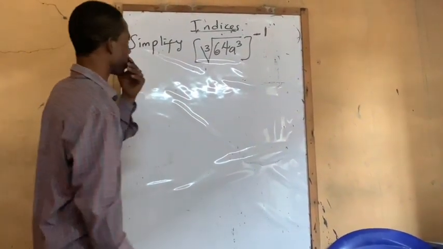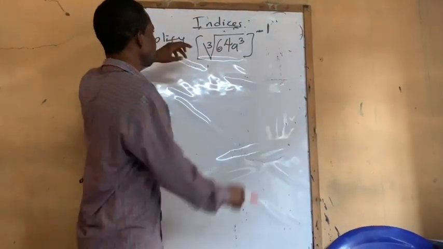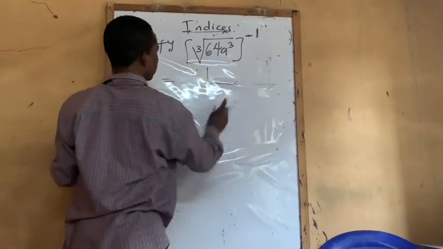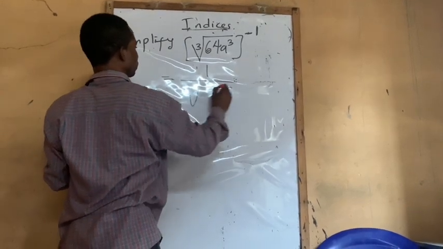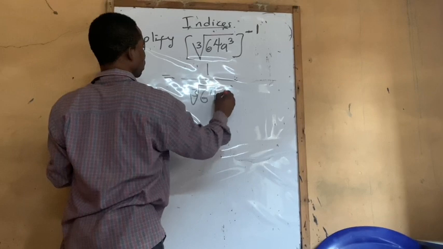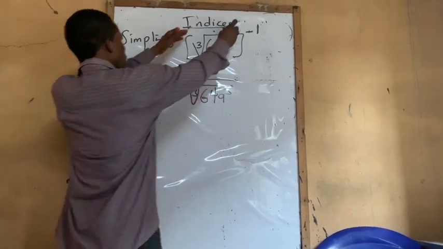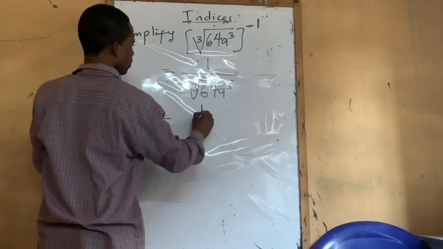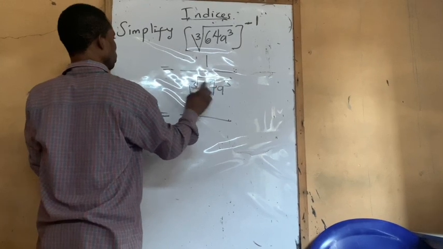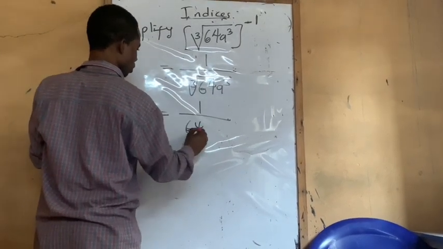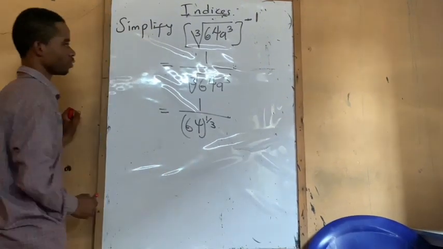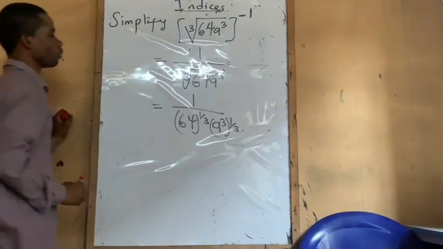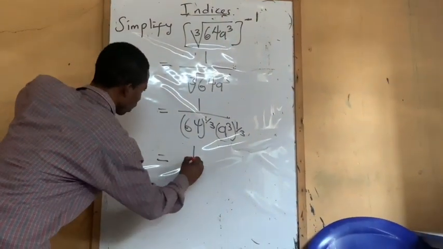Again, I'll advise you, when you have something like this in indices, since everything is in the bracket, raised to power minus 1, you can just say 1 all over. So the minus will go, and we have the cube root of 64 a raised to power 3. All of them will come down because they are all in the bracket. Like I explained, now this is 1 all over the cube root for this and the cube root for this, 64, and also for the a raised to power 3, the cube root also will come for this.